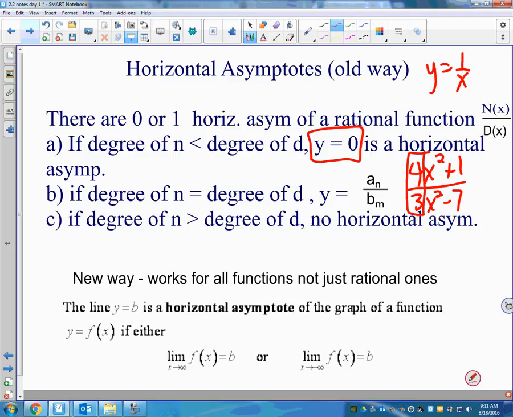And sometimes, if the degree of the numerator is bigger than the degree of the denominator, there isn't a horizontal asymptote. So what does that mean in terms of infinity? It means that as x gets bigger, y just gets bigger.